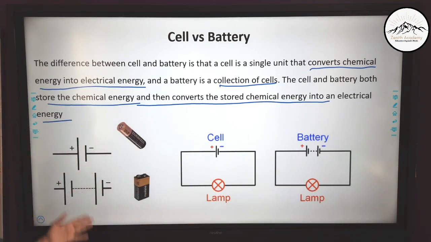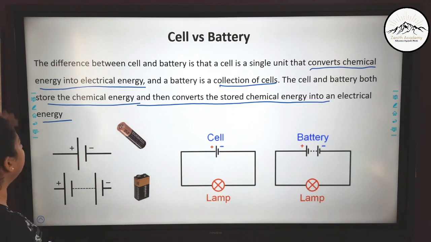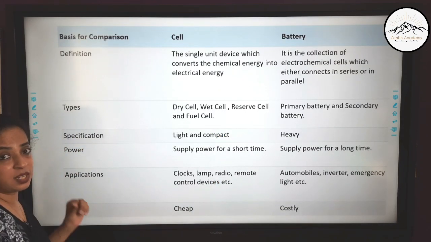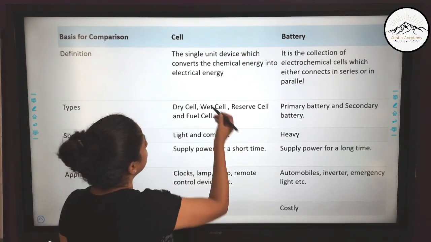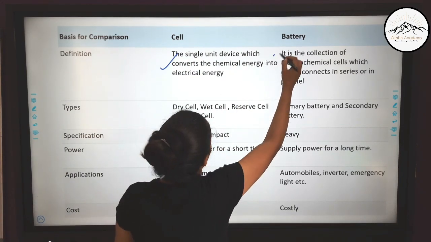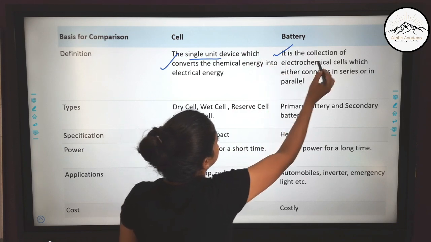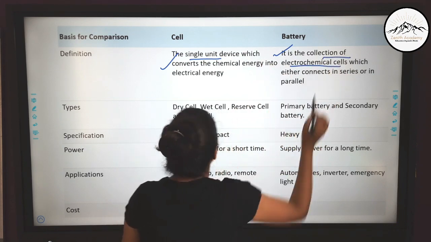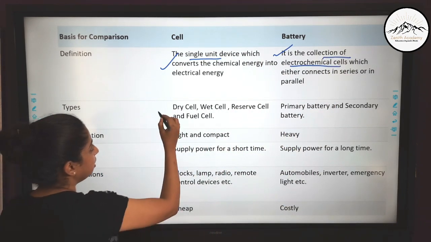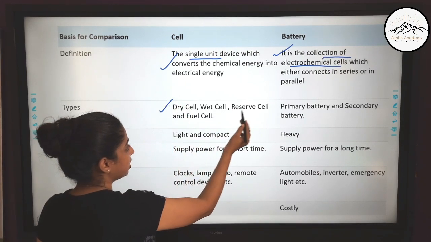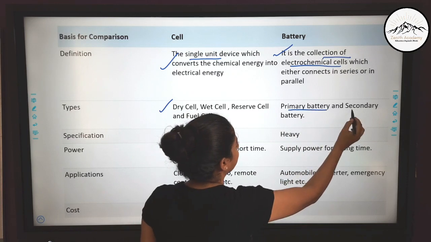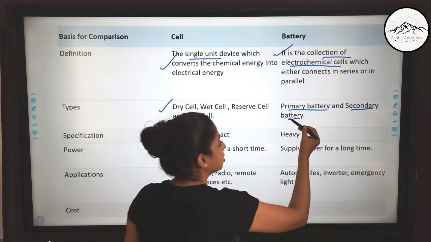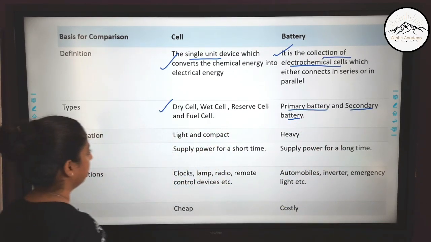We have already seen the circuit diagrams of a cell and a battery. So let's go ahead and see some more differences between cells and batteries. The basic difference, we know already from the definitions: it is a single unit and it is a collection of cells. Okay. Now, these are the different types of cells: dry cell, wet cell, reserve cell and fuel cell. And batteries are primary batteries and secondary batteries. Secondary batteries are the ones that can be charged again.